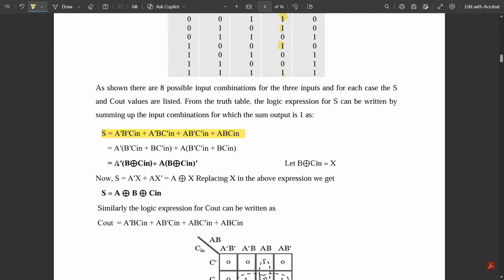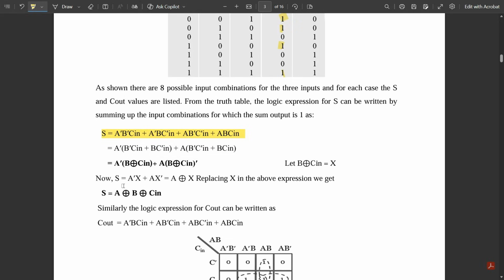Now just simplify it by taking the common terms. So here take A' common in these two terms, so we are left with B' Cin plus B Cin', and here take A common, so we are left with B' Cin' plus B Cin. Okay, so it corresponds to the XOR operation here, so that's why A' into B XOR with Cin plus A, and this corresponds to XNOR operation. So A into B XOR with Cin its complement, that is B XOR with Cin and its complement. So it would be B XNOR Cin.